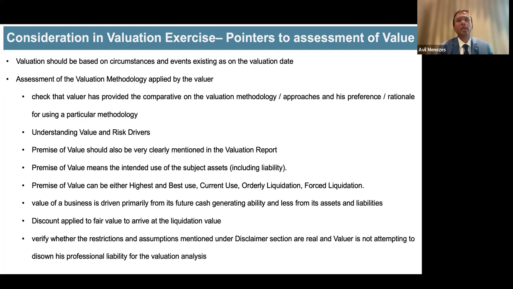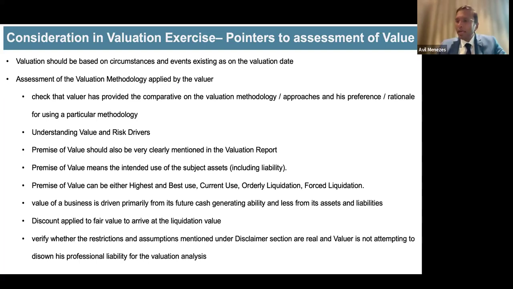Generally, valuation is based on circumstances and events existing as on the valuation date. We've all seen the period during COVID. At that point of time, valuations were muted, but after the economy opened up, things started changing and the valuations changed again. So valuation is always circumstances and events based. If events change, the valuation also changes. So it's very important for an IP, as a financial expert with domain knowledge, to understand that valuation has been done correctly, appreciating the correct circumstances.